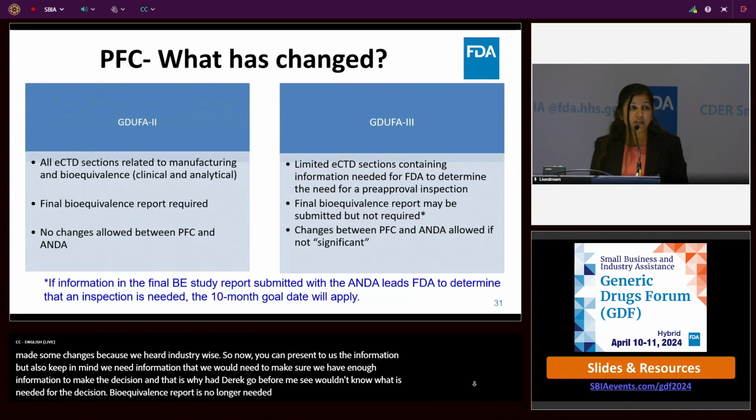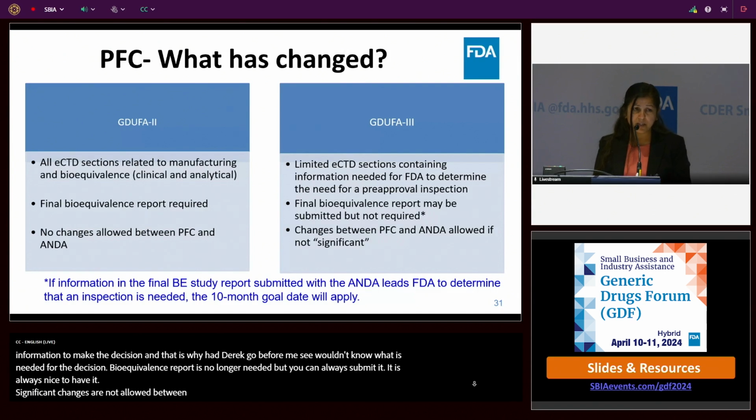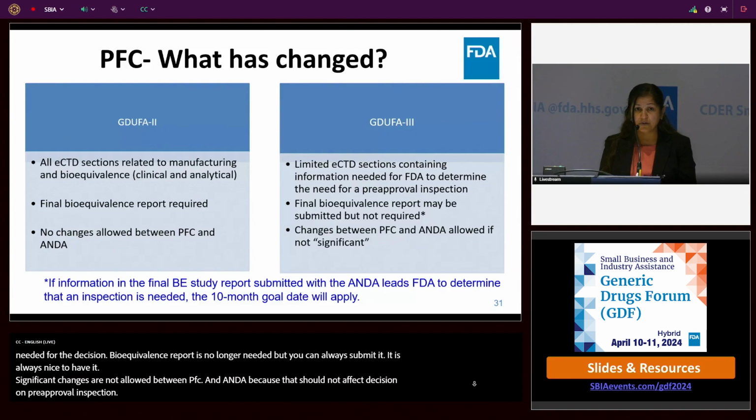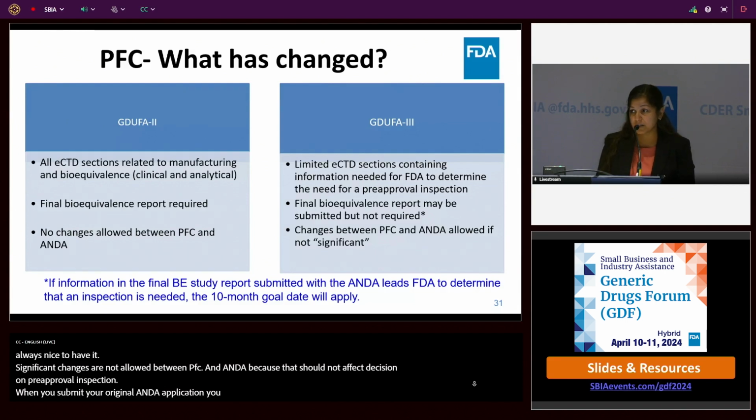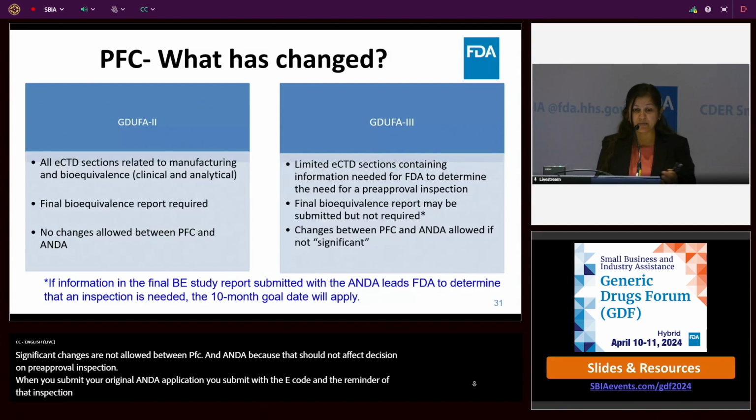Then significant changes are not allowed between PFC and ANDA. That means some minor changes are allowed, but the changes should not impact our decision on pre-approval inspection. Otherwise, the PFC will become invalid. When you submit your original ANDA application, of course, you submit with the BE report. And at that time, if we determine that we need an inspection, then you don't get the 8 months goal date. So keep that in mind.